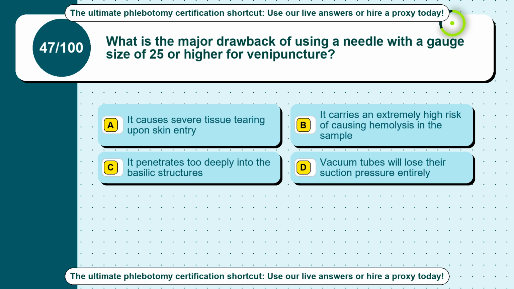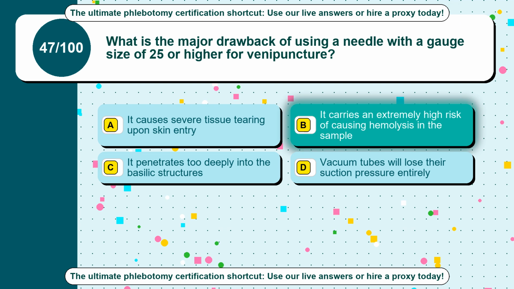Option A, it causes severe tissue tearing upon skin entry. Option B, it carries an extremely high risk of causing hemolysis in the sample. Option C, it penetrates too deeply into the basilic structures. Option D, vacuum tubes will lose their suction pressure entirely. The correct answer is option B, it carries an extremely high risk of causing hemolysis in the sample.